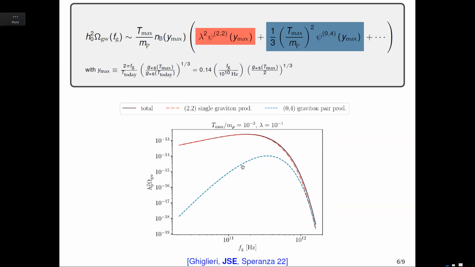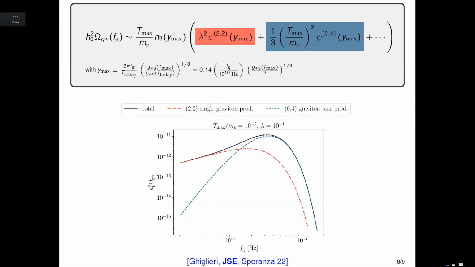Here's an example. Here we plot the spectrum against the frequency. Again, this peaks at very high frequencies, around 10 to the 11 hertz. In this scenario, we choose a maximum temperature in units of m Planck of 10 to the minus 3 and a coupling of 10 to the minus 1. In this scenario, graviton pair production processes are way smaller than single graviton production processes, and the total spectrum, shown in black, is basically completely dominated by single graviton production processes.